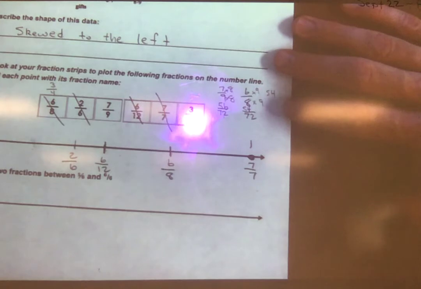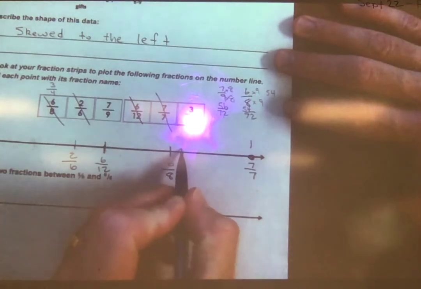So what's bigger, 56/72 or 54/72? In this case, 56/72 is slightly bigger by 2/72. And that's not very much bigger because 72nds are very small. So I know 7/9 is slightly bigger than 6/8.